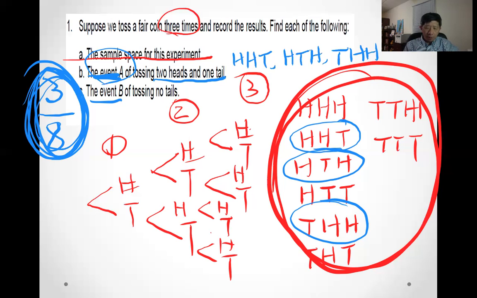I can give you a different color. What is the event of tossing no tail? All right, event B, tossing no tail, is only one. So the answer will be H, head, head, head. So that's one, okay? That is the event. Now, if I ask you what is the probability of getting no tail, you will answer 1 out of 8, okay?